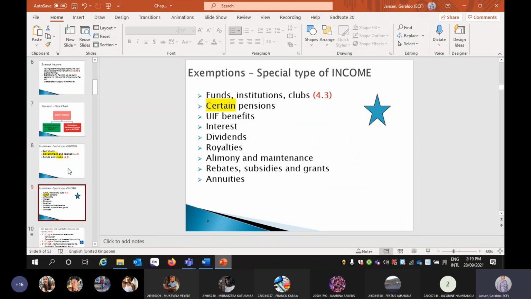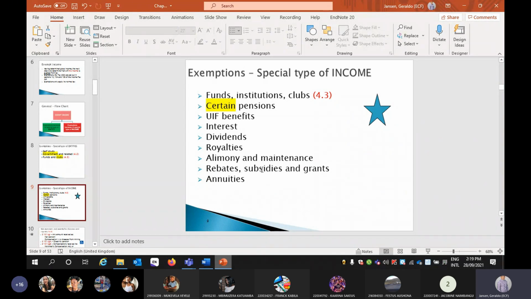Then alimony and maintenance, that's also a special type of income. We have talked a lot about alimony and maintenance. If you are divorced, your ex-partner or ex-spouse might have to pay you alimony, a monthly allowance, or even maintenance for kids. That is a special type of income that will also be exempted.